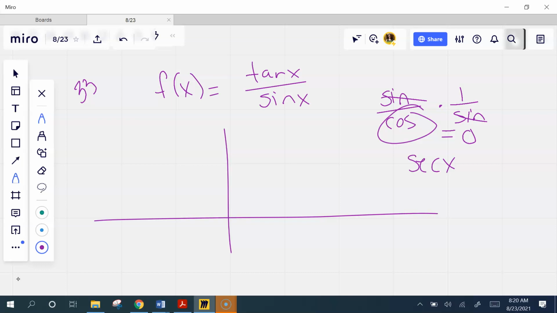So we're talking pi over 2, 3 pi over 2, right? So every odd multiple of pi over 2. And it really doesn't matter. We know the graph, well, it does matter.